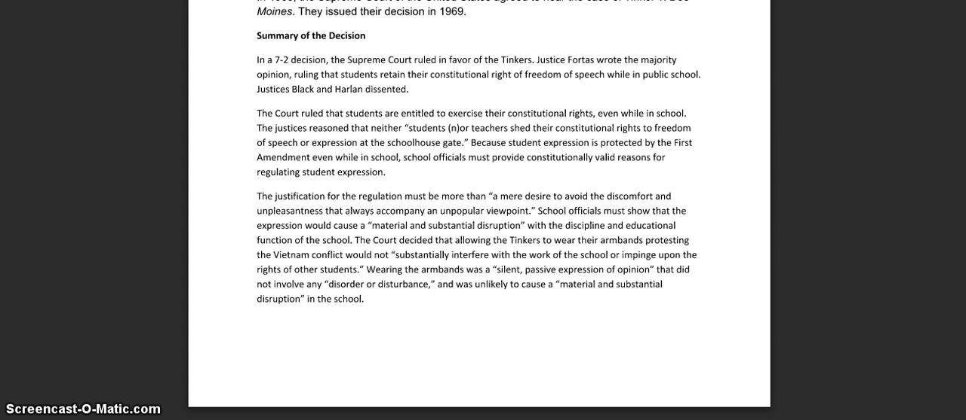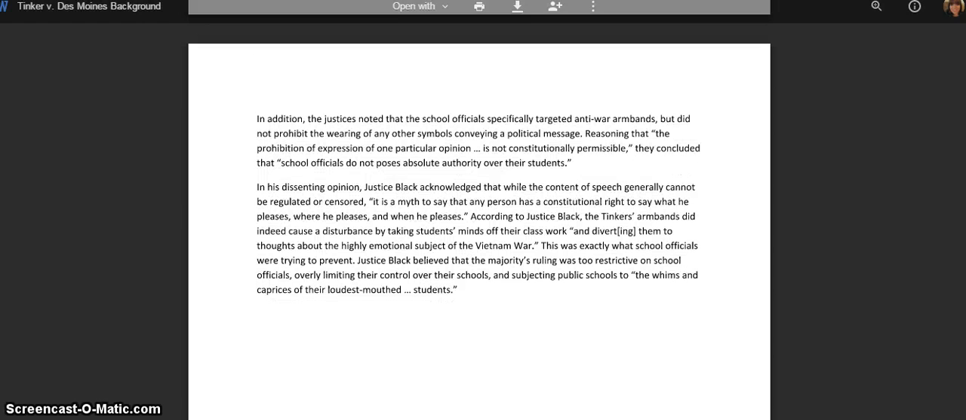The court decided that allowing the Tinkers to wear their armbands protesting the Vietnam conflict would not substantially interfere with the work of the school or impinge upon the rights of other students. Wearing the armbands was like a silent, passive expression of opinion that did not involve any disorder or disturbance, and was unlikely to cause a material and substantial disruption at school. In addition, the justices noted that school officials specifically targeted anti-war armbands, but did not prohibit the wearing of any other symbols conveying a political message, reasoning that the prohibition of expression of one particular opinion is not constitutionally permissible, which means allowable. They concluded that the school officials do not possess absolute authority over their students.